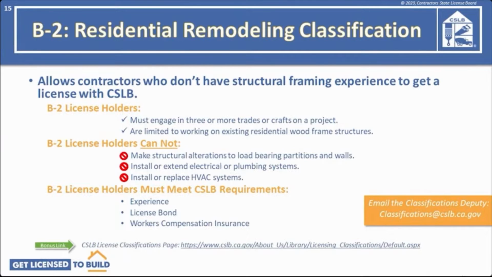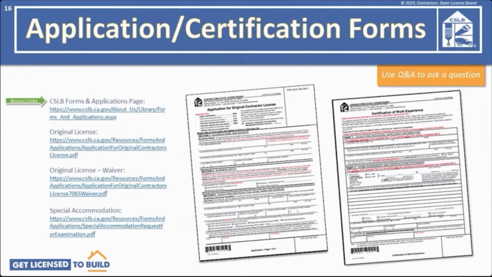Like all other CSLB licensees, B2 applicants must comply with CSLB experience, examination, license bond, and workers' compensation insurance requirements. If you have more questions about the B2 license, email the Classifications Deputy at classifications@cslb.ca.gov. When you're ready to apply for a license, here are the 2 forms you will need.